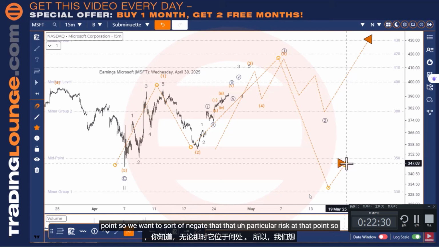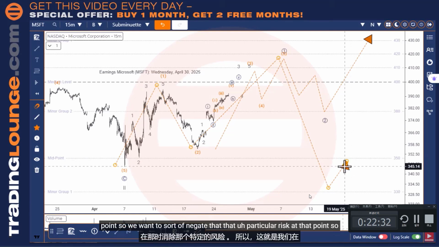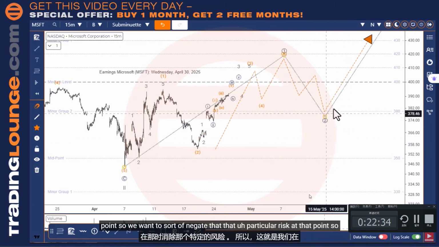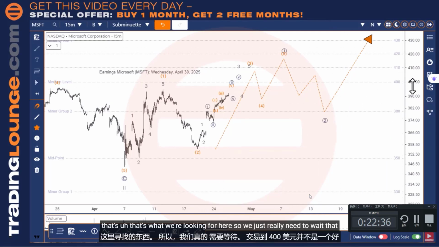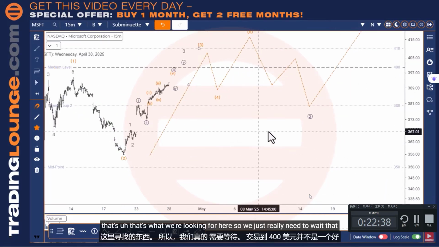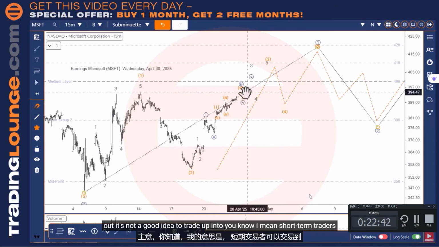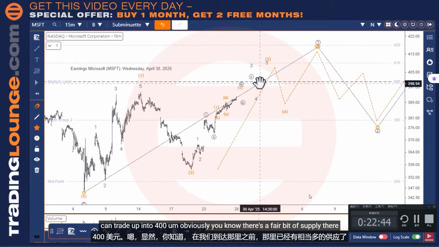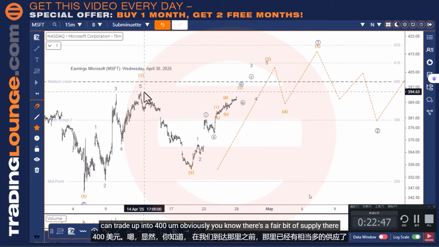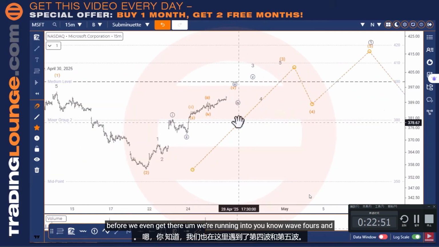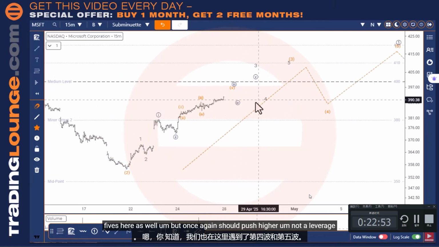So we want to sort of negate that particular risk at that point. So that's what we're looking for here. So we just really need to wait that out. It's not a good idea to trade up into, I mean, short-term traders can trade up into 400. Obviously, there's a fair bit of supply there before we even get there. We're running into wave 4s and 5s here as well.